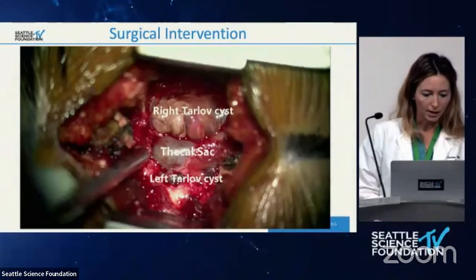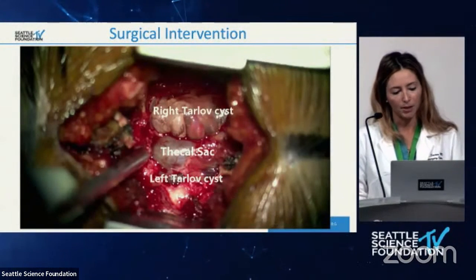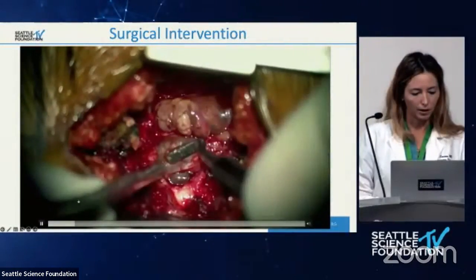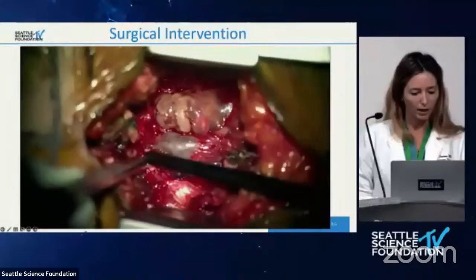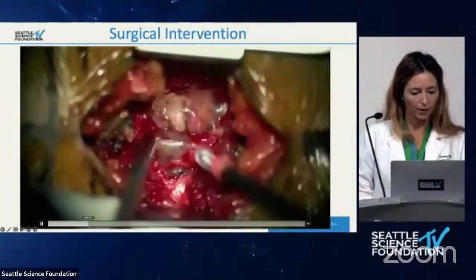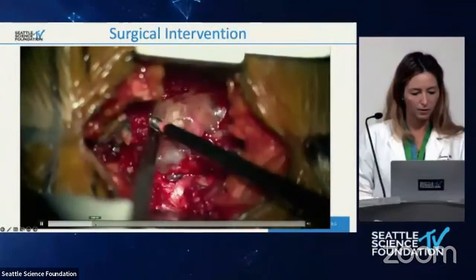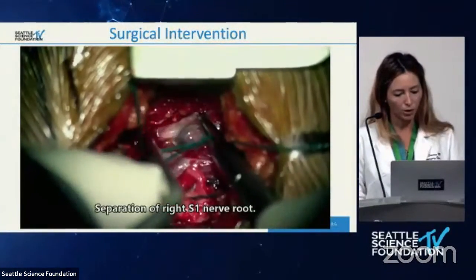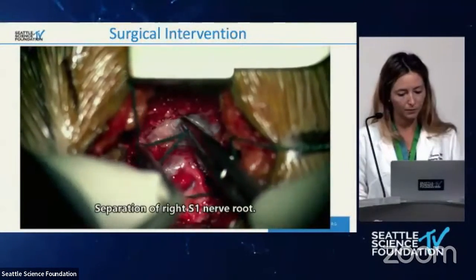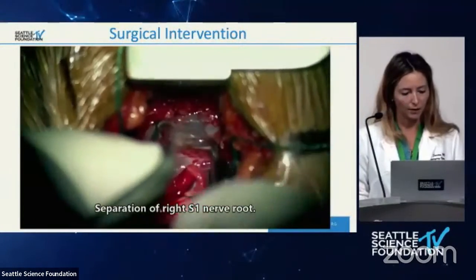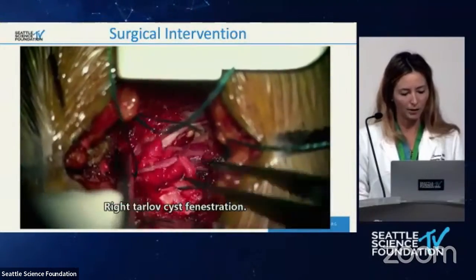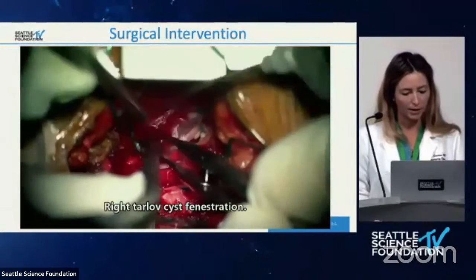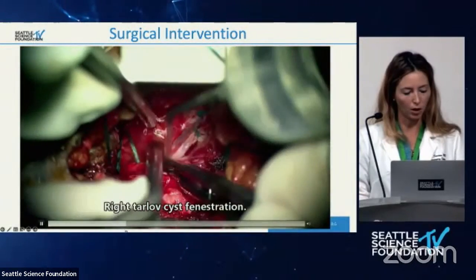So there you can see the bilateral Tarlov cyst. We did laminectomies from the bottom of L5 to the top of S2. And then we're just widening the space around to get a better look. And then there we're peeling the Tarlov cyst off of that S1 nerve root on the right. So that would be the location of where that valve mechanism would be located. And then we're fenestrating that cyst. We took some of the cyst wall off.